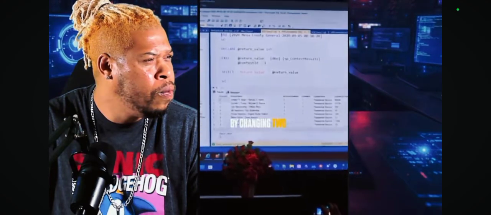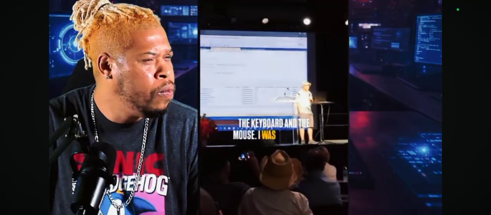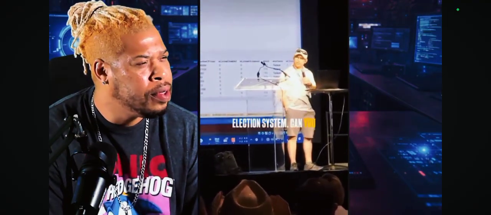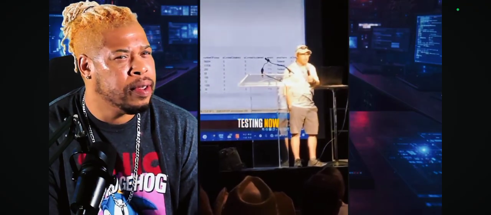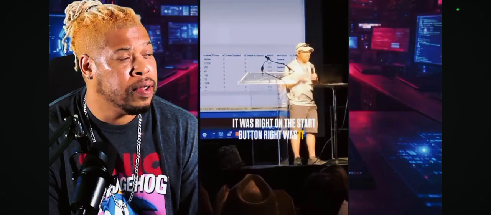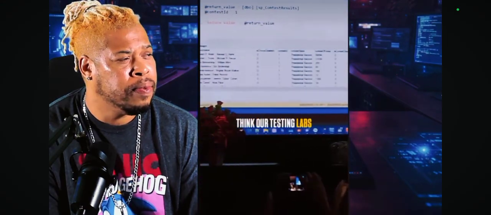So by changing two numbers with a few clicks of the keyboard and the mouse, I was able to flip an election using your gold standard election system. Can you believe this made it through testing? Now, was that really hard to find? It was right on the start button, right? Was it a hidden backdoor? No, it was right there. How do you think our testing labs missed that?